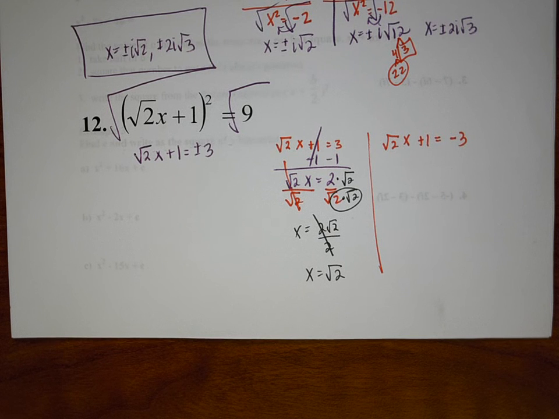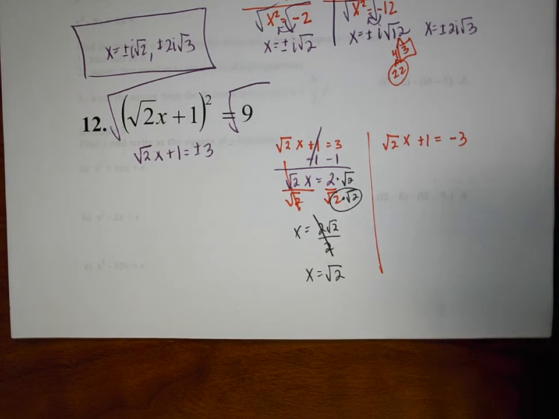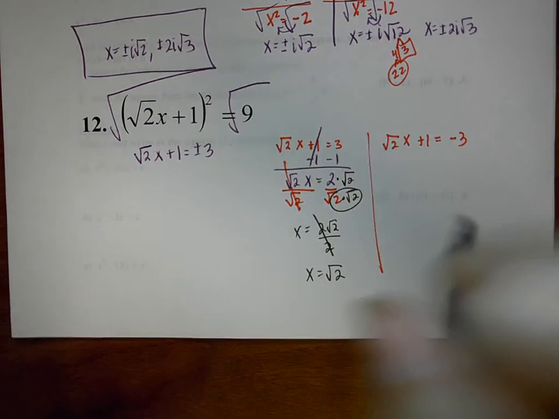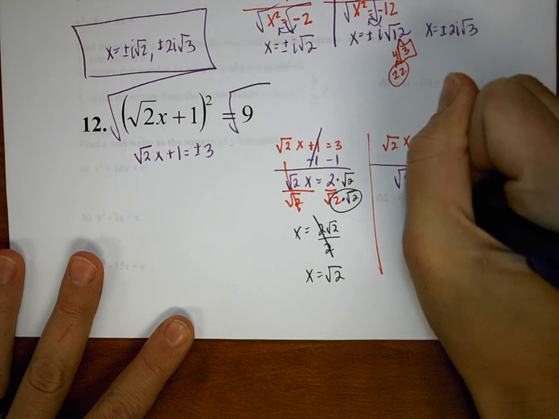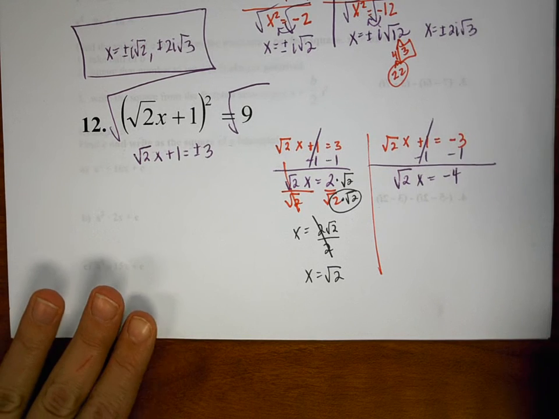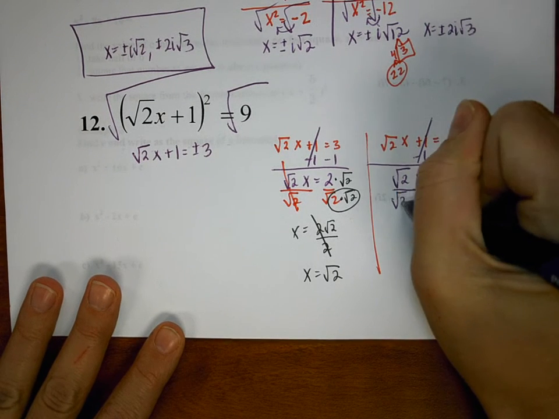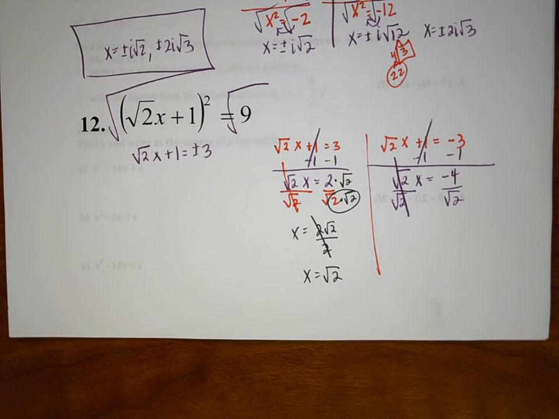Okay, it looks like most of you got it. So, you just forgot that -3 and -1 make -4. So, my first thing is I subtract 1 to both sides. Root 2x equals -4 because I added and it stays negative. I divide by root 2 to both sides, but I can't have a root in the denominator.